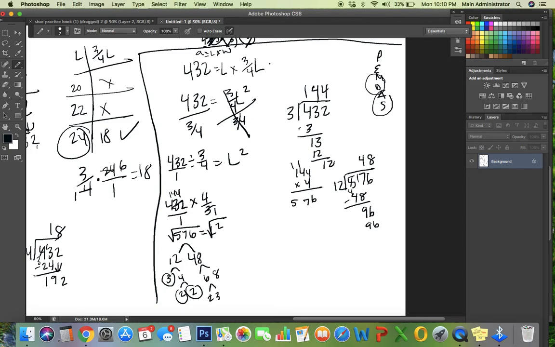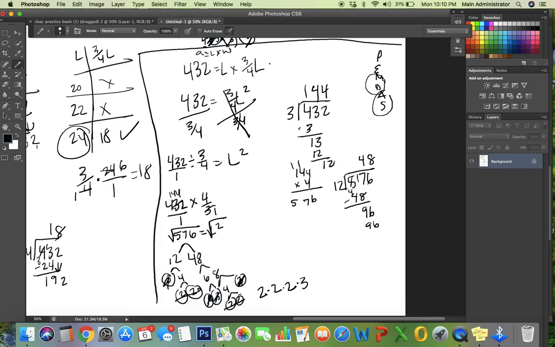6 is 2 and 3. And 8 is 4 times 2. And there's 2 more 2's. I'm going to find pairs. I have 2 2's here. I'm going to write it down. I have 2 2's here. I'm going to write them down. I have a 2 over here and a 2 over here. I'm going to write them down. I have a 3 here and a 3 here. I'm going to write that down.